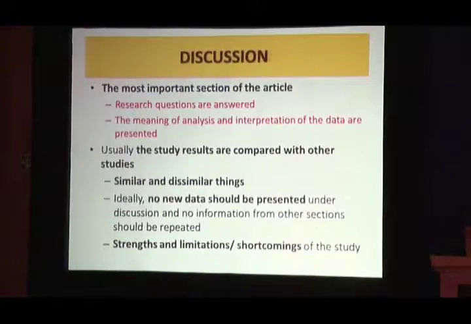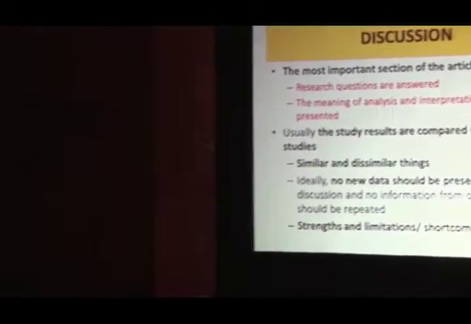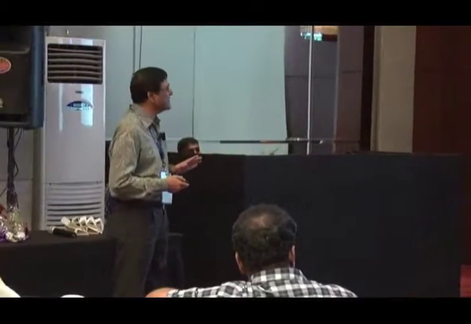Usually the study results are compared with other studies. And one very poor way of doing this is to say, in my study, so many were married. Now this was reported in another study that their sample also had married subjects, and in another study there were not so many married people. It makes no sense actually. This is generally what we do, and that is what we should avoid. So look at the similar and dissimilar findings.